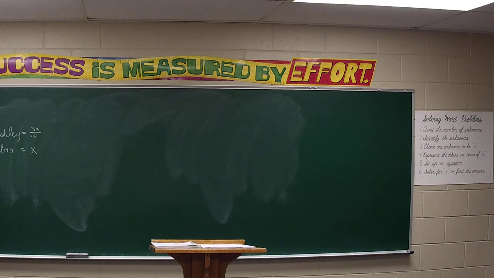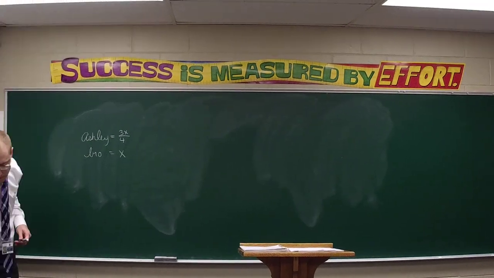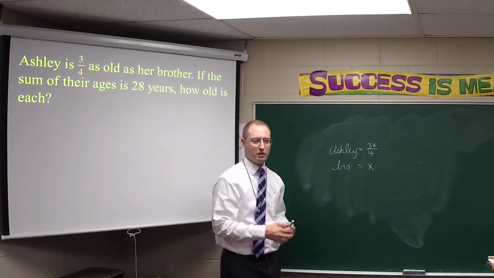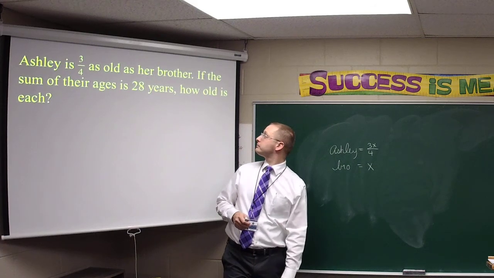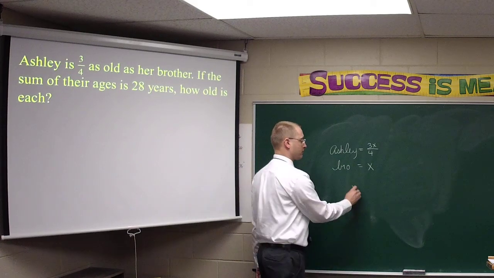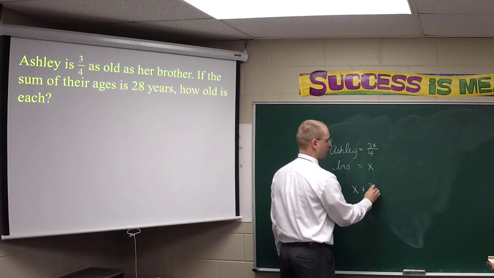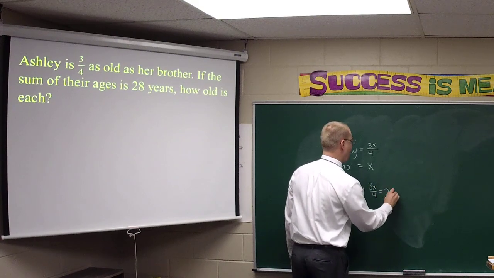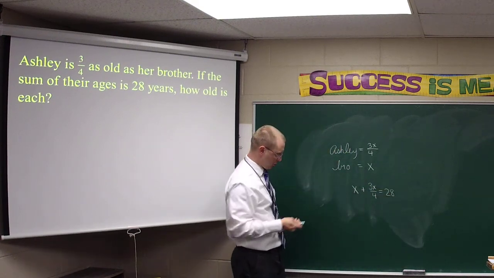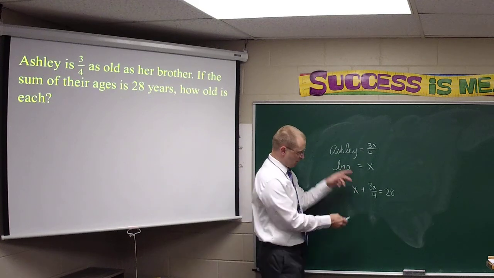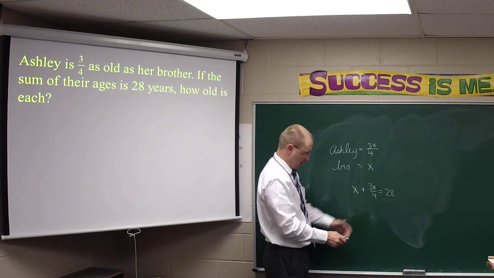The last thing we need to do, the last major thing, is to set up the equation. That's the key step, setting up an equation based on the information. Well, what should our equation be, Audrey? X plus 3x over 4 equals 28. There we go. X plus 3x over 4 equals 28. The sum of their ages is 28.